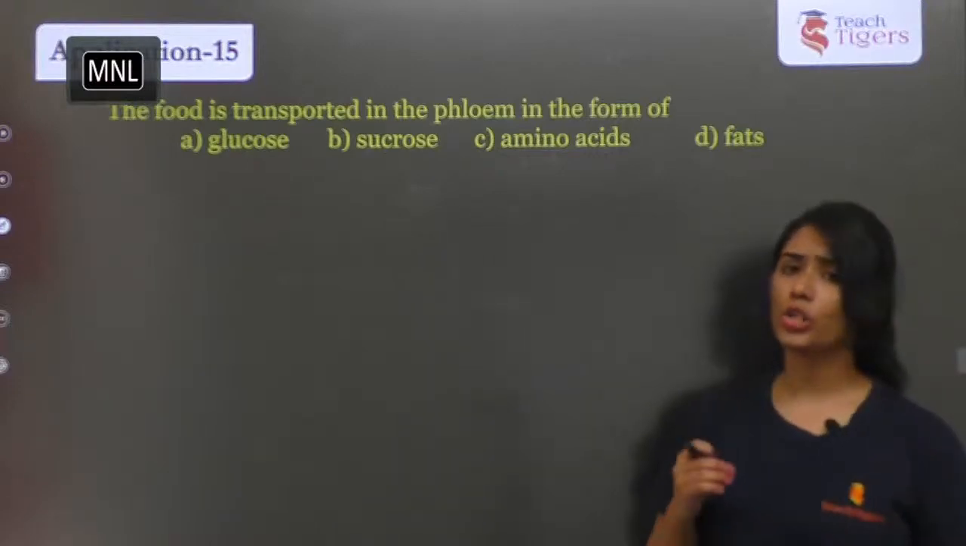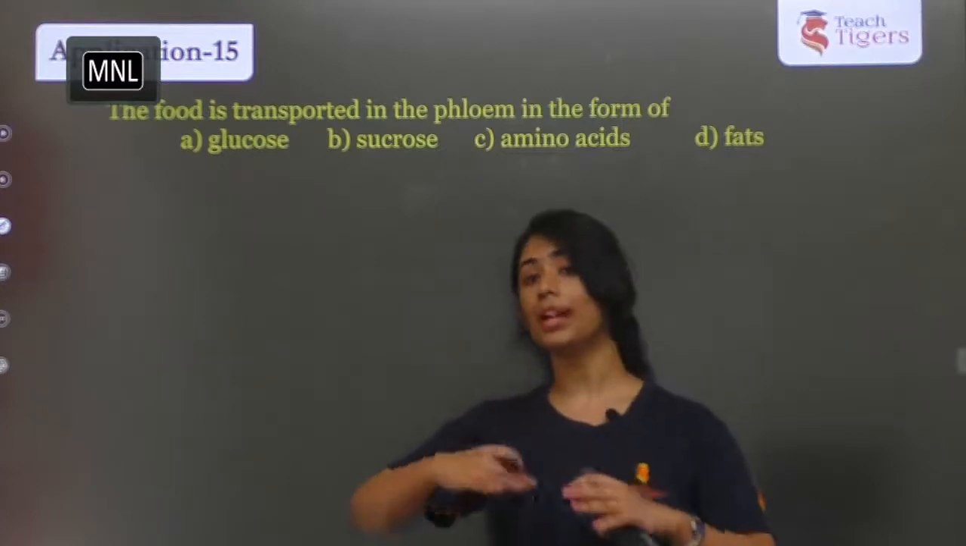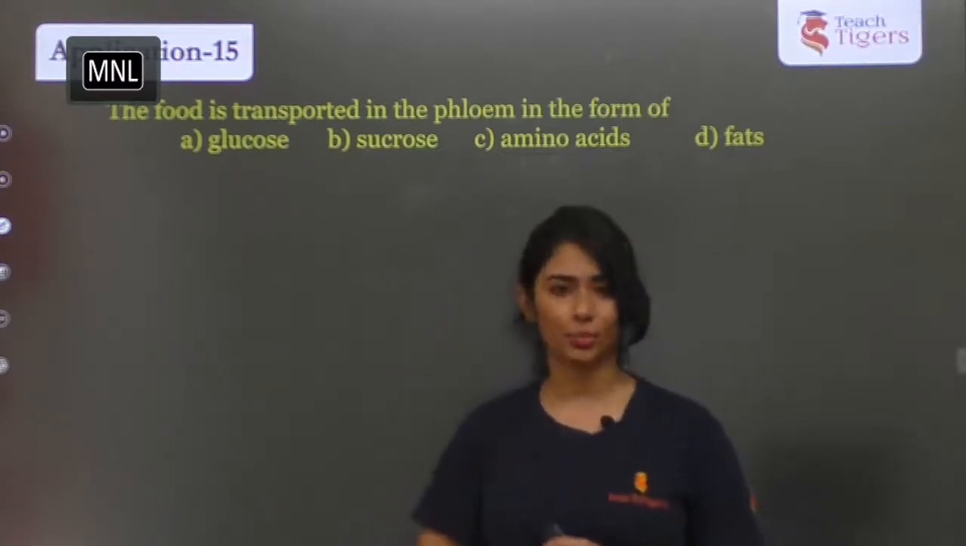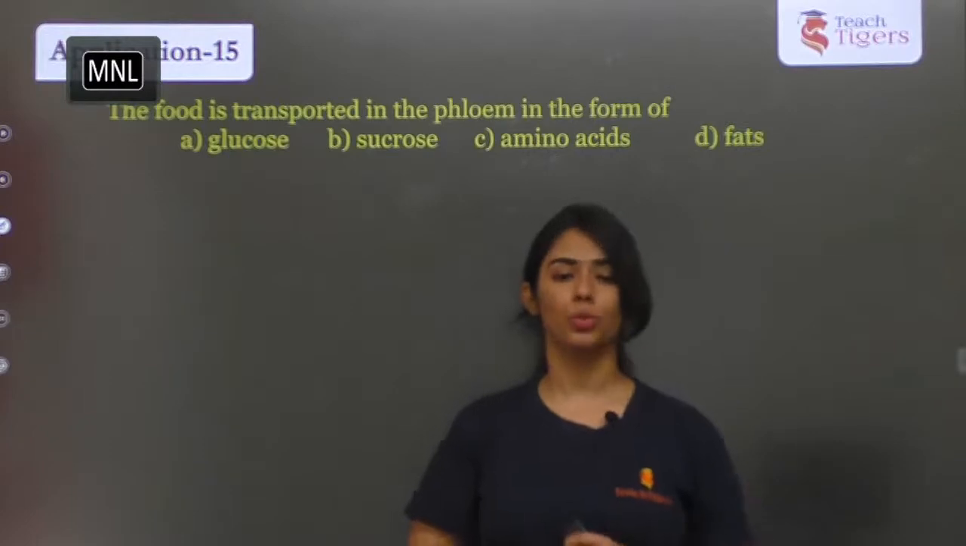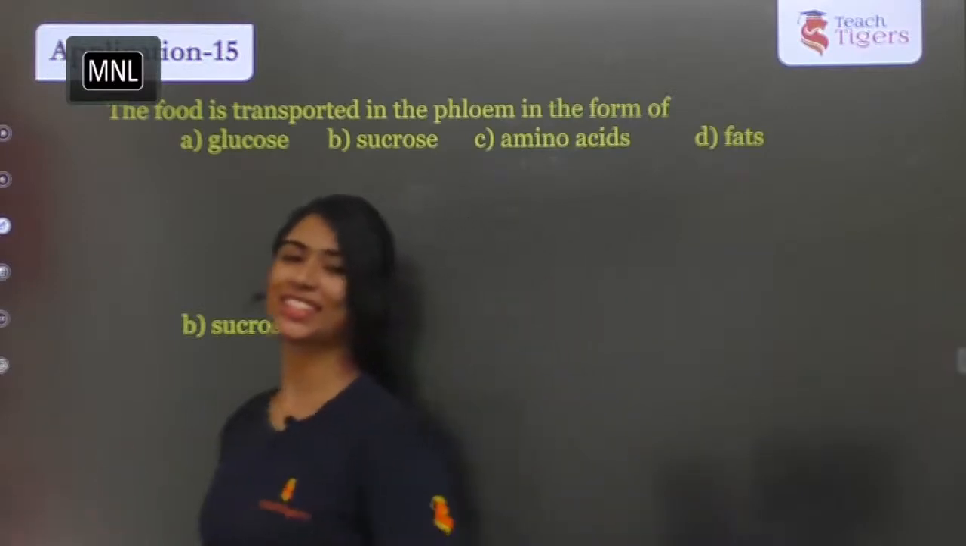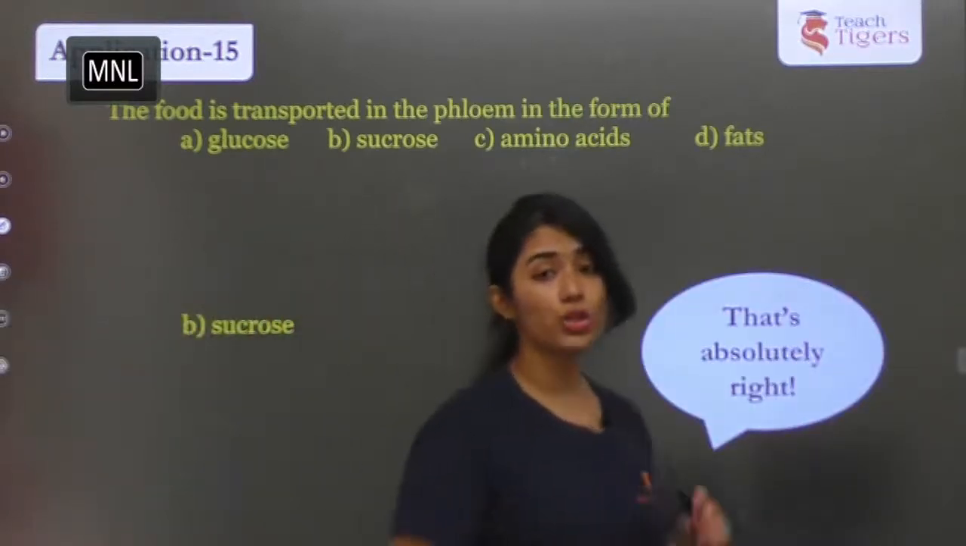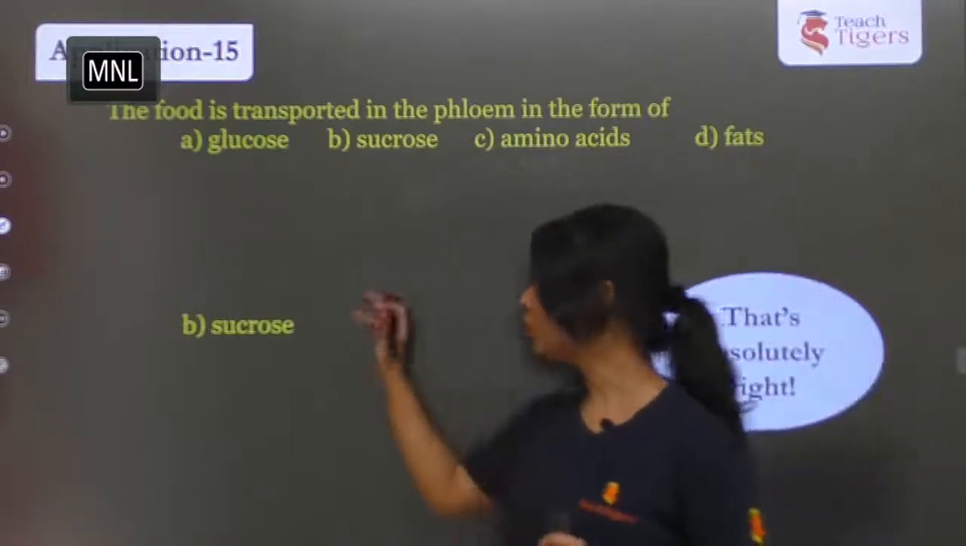Now, will the glucose be transported inside the plant as it is, or will it be converted into another form for transportation? It has to be converted into another form of sugar. What is that? Sucrose. So how many of you think this is the right answer? Yes, it's the right answer. So the glucose will be converted into sucrose.